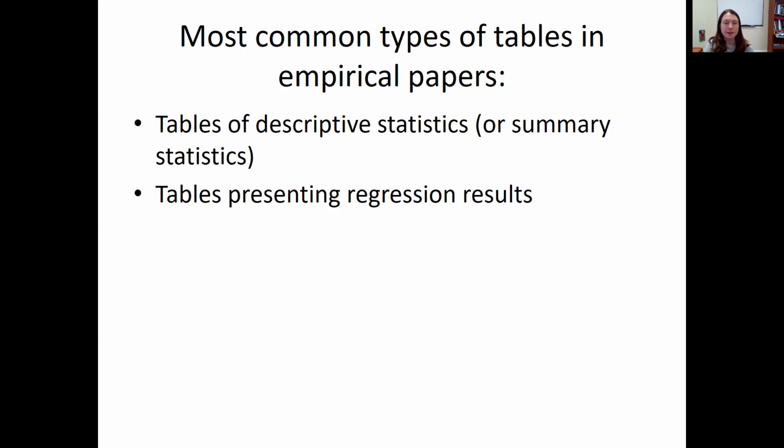Okay. If you're conducting a survey, you're usually going to provide a table of summary statistics for the respondents in your survey, all the demographic information that you might have about your respondents. So tables presenting regression results, of course, you'll only have those in a paper in which you have done some econometric analysis, including a regression. But that's going to be the second main type of table in an empirical paper.